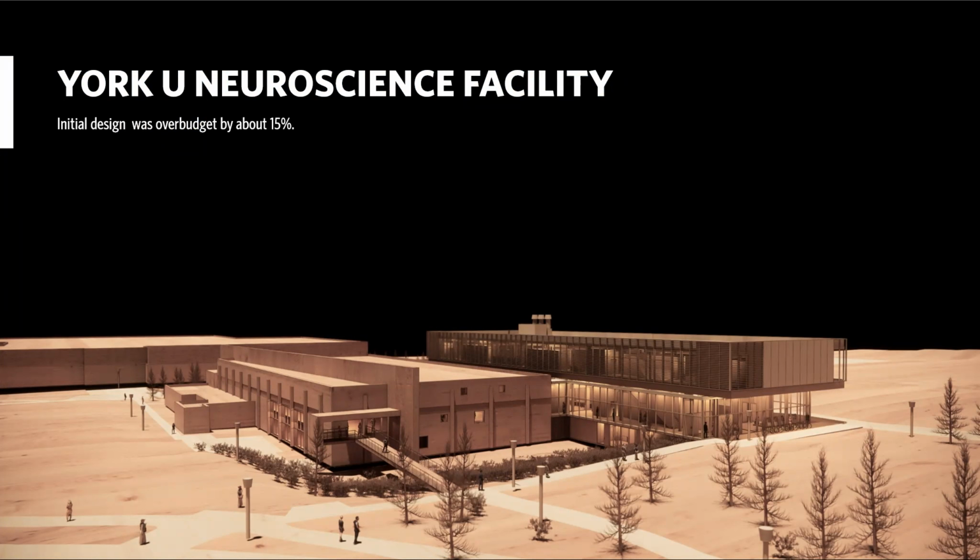When we did our first cost estimate, the project was over budget by roughly 15%. The initial reaction to that might be to remove some of the features that we just discussed, like mass timber or green roof. And that was our first reaction too, until we did a costing analysis for the project.